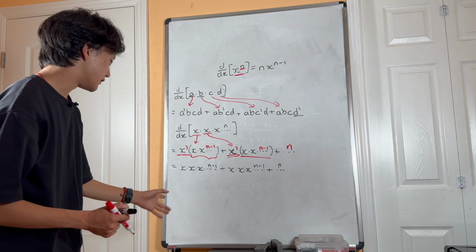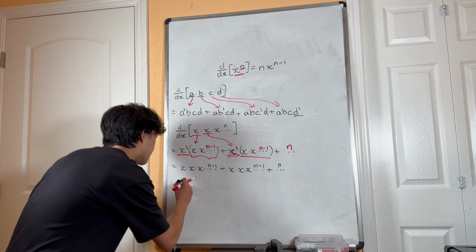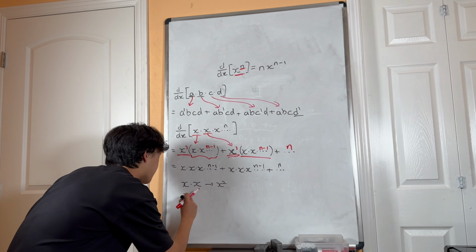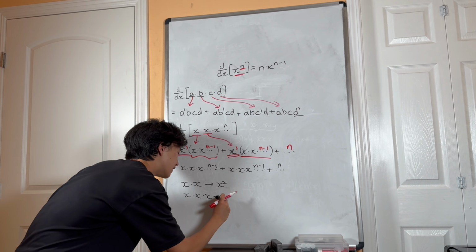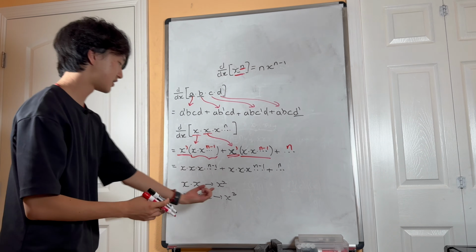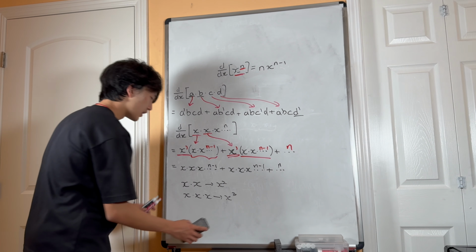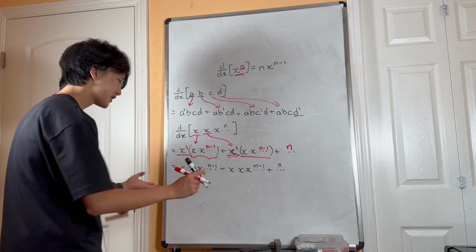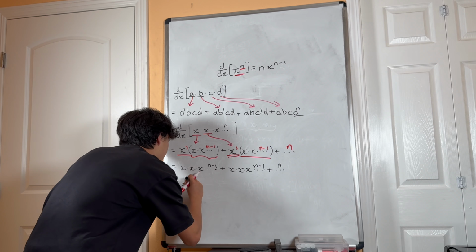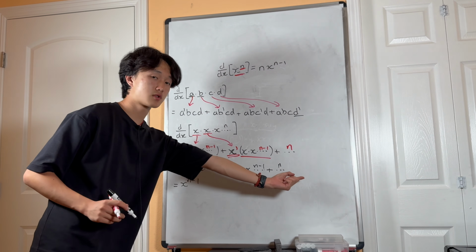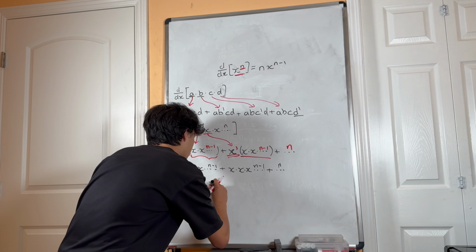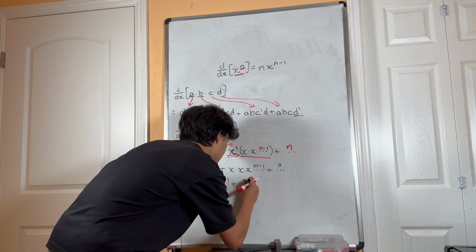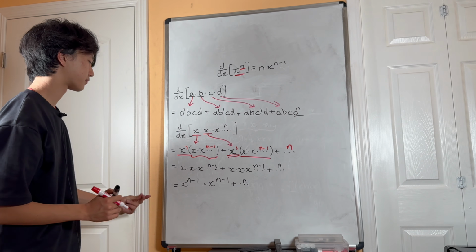Now, here's where it gets easy. When you multiply x by itself 2 times, that's just x squared, right? If you multiply x by itself 3 times, that's just x cubed, x to the 3rd power. So what happens if we're multiplying something by itself n minus 1 times? Well, that's going to be x to the n minus 1, right? And all these terms are identical. So we're going to just have x to the n minus 1 plus x to the n minus 1, and so on, still n times.